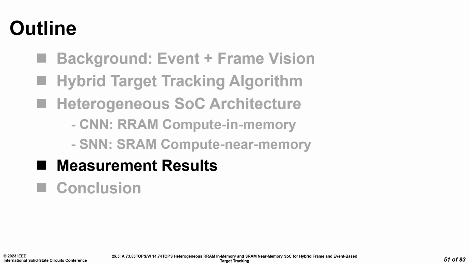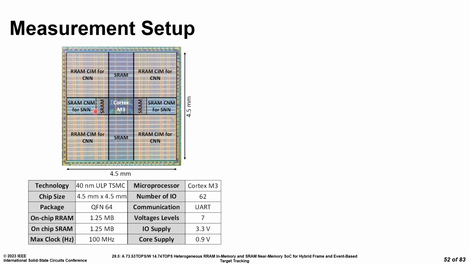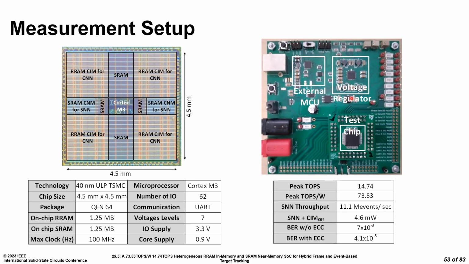So we built this chip with these features, and now I'll present some measurement results. This is the die shot where we have Cortex M3 sitting at the center and communicating with the computing memory and compute near memory modules. We basically need multiple voltage levels to support RRAM set reset operations, and they were built using a voltage regulator on the test PCB.